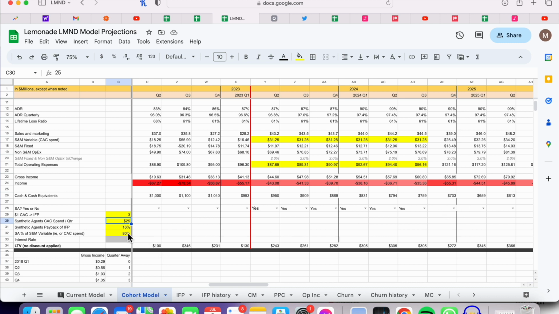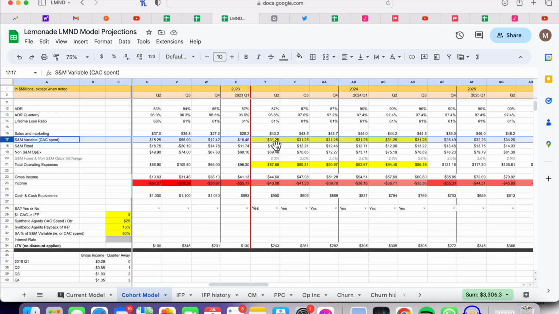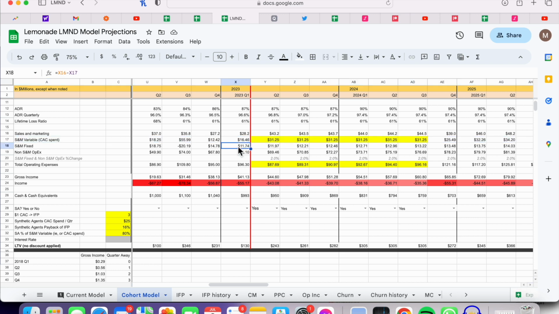And then you can also change, you don't need to change this one, the synthetic agents payback of in-force premium, but the synthetic agents percentage of sales and marketing. So if right now you say 80% of sales and marketing is being paid by synthetic agents, and they get 16% premium for that, and they're paying $25 in CAC spend per quarter, then that's going to drive the amount of what I've called S&M variable that they're spending. So it really bumps this S&M variable up. I did it out as a fixed.